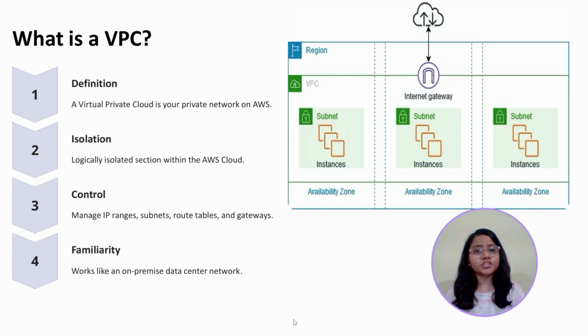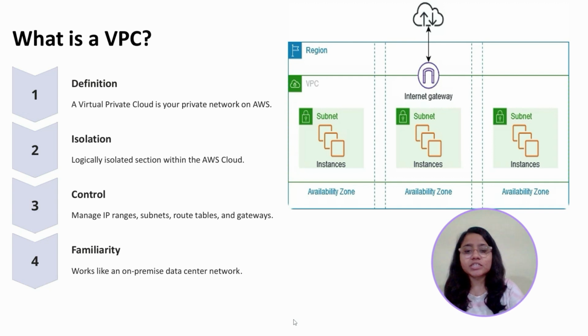What is a VPC? A Virtual Private Cloud. VPC is your own private, isolated virtual network within AWS. Think of it like building your own secure data center, but in the cloud and with way more flexibility. So what makes a VPC so powerful? Control. Control is the main word. You get full control over your network environment.